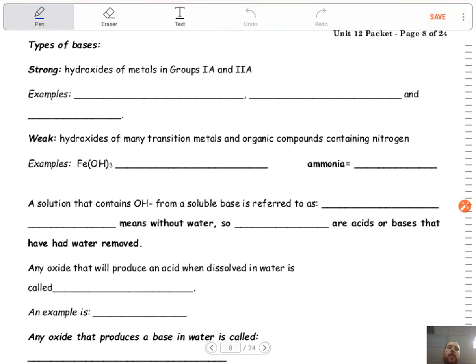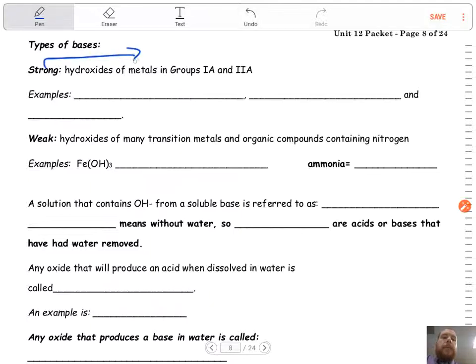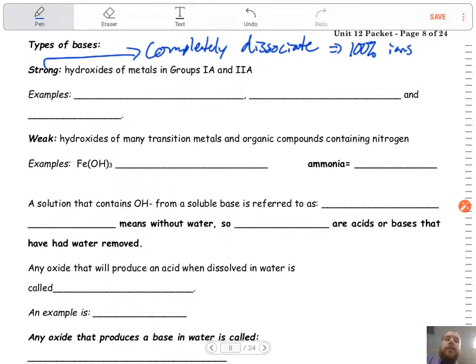Okay. So a few other properties, kind of the types of bases. We've got strong and weak. Strong bases, and strong guys we're going to talk about, that means they completely dissociate. I want to show you guys a demo in class at some point where we're going to show the difference between strong and weak, okay? Completely dissociate means that 100% ions form, okay? So they always break down. This is true of acids as well. Strong acids are going to break down completely as well.